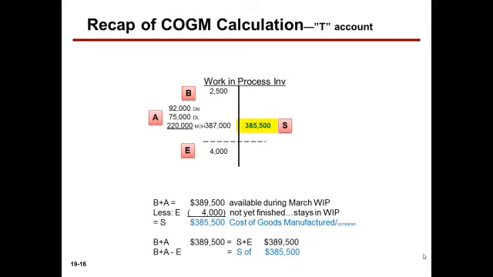We can see in the B plus A equals S plus E formula, as we simply transpose the E from the right side to the left side, subtracting from both, we isolate the S calculation that we're after, the cost of goods manufactured, $385,500. B plus A minus E equals that which is subtracted from the work in process inventory and moves on to increase our finished goods inventory, the next level.